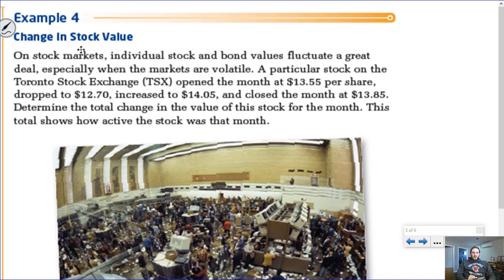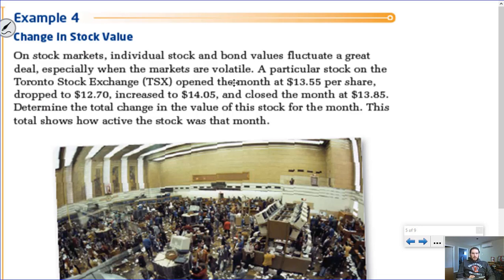So on stock markets, individual stocks and bond values fluctuate a great deal, especially when the markets are volatile, right? So right now, this is a perfect example of what we're seeing. The markets are really volatile with everything going on globally. So if anyone is investing, what we found right now is people are losing a lot of money in the stock markets because the world is really uncertain about what's going to happen next, right? So this is a great example.